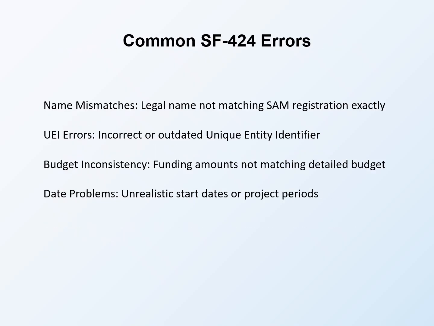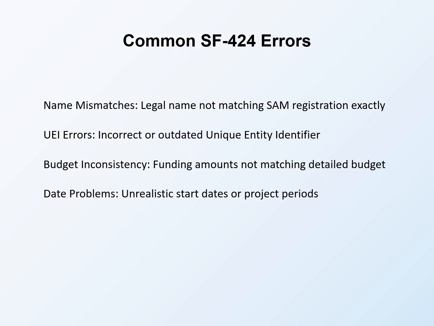Avoiding common SF-424 errors prevents problems that delay or derail applications. Name mismatches occur when the legal name entered does not exactly match SAM registration. Even small differences such as including or omitting incorporated or punctuation variations cause validation problems. Copy your legal name directly from SAM registration to ensure exact match.